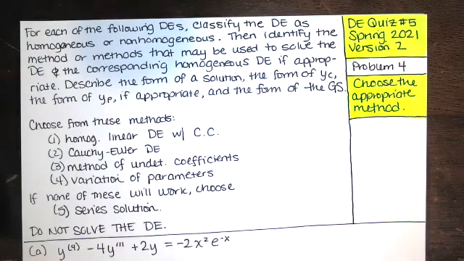In this video, we solve problem number 4 from the Differential Equations quiz number 5 from the spring 2021 semester. This is from the second version of the quiz. We're asked to choose the appropriate method for higher order differential equations.